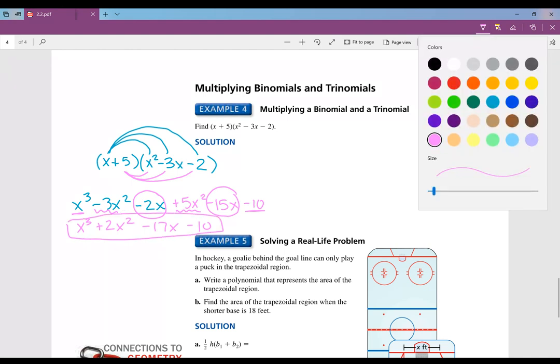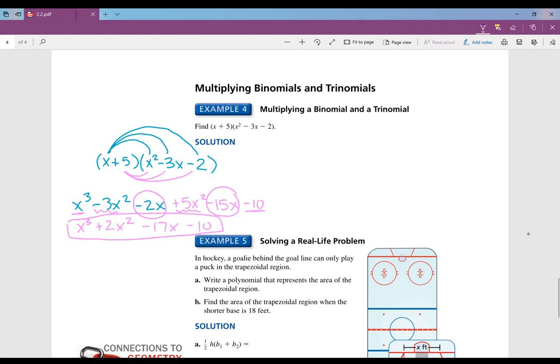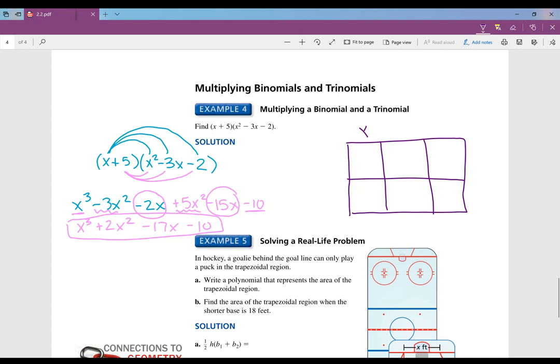You could also do this as a box if you like the box method better. But this time, since you have a trinomial on one side, you're going to have 3 and 2. So you would have x squared minus 3x minus 2, and then x plus 5. And then you would just multiply like you have been. So x times x squared would be x cubed. Negative 3x times x is negative 3x squared. Negative 2 times x is negative 2x.